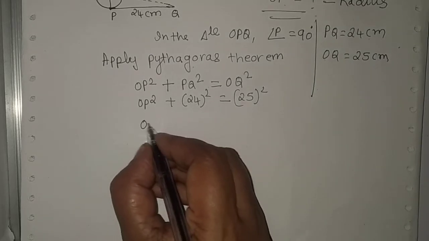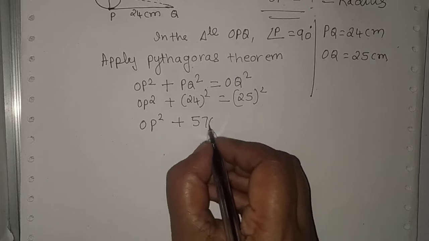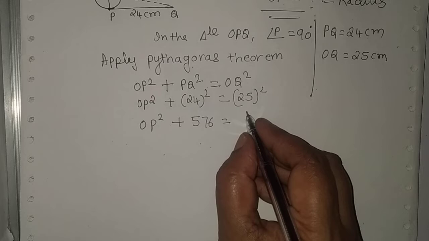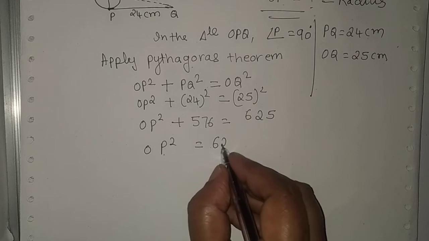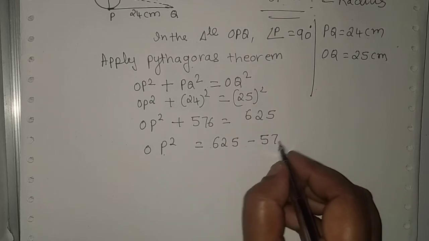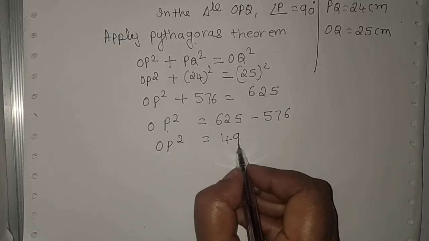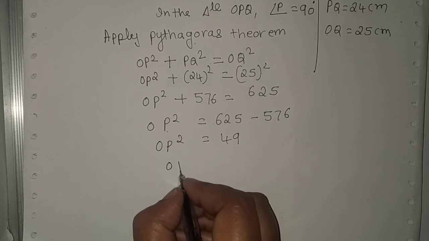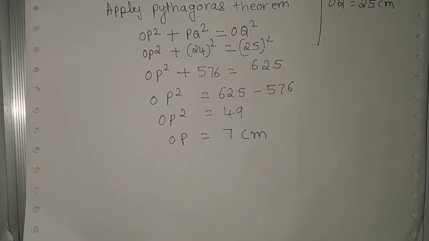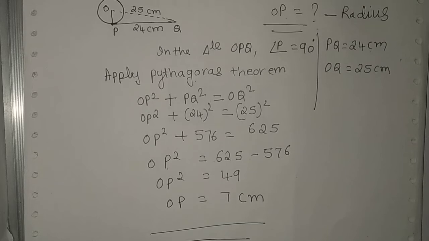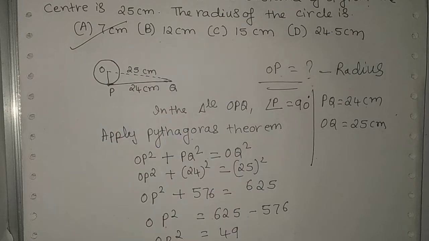Now we calculate this. OP square plus 24 square, we get 576, is equal to 25 square, we get 625. So OP square is equal to 625 minus 576, therefore OP square is equal to 49. Since this is square, OP is equal to 7, as 7 into 7 is 49. Therefore the answer is 7 centimeters, the radius of the circle. So option A is the correct answer.